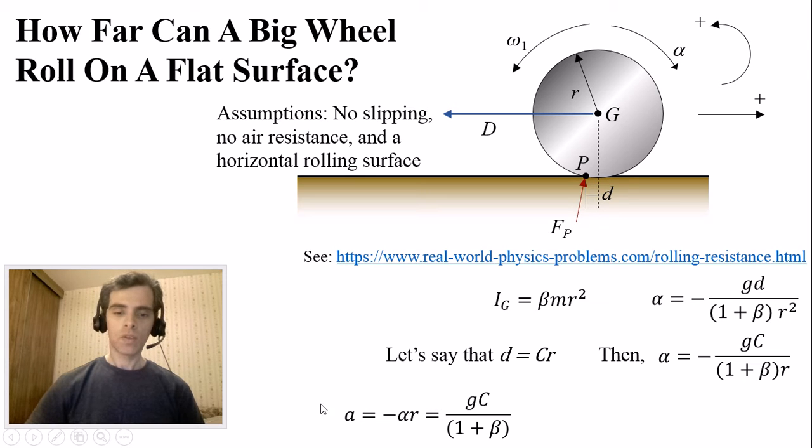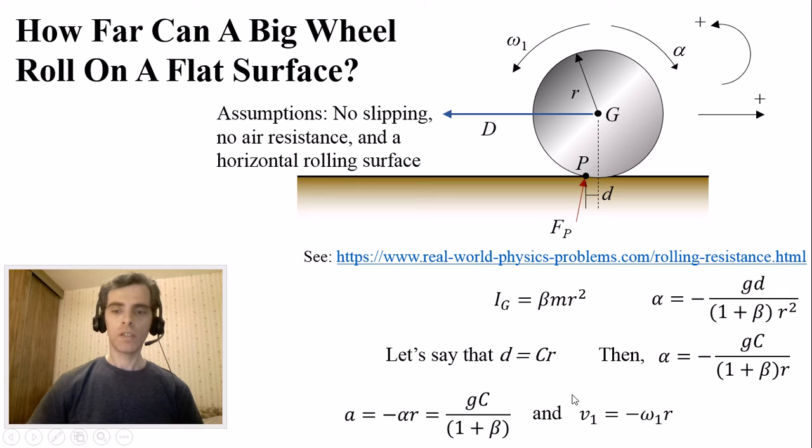Now a, which is the linear acceleration of the center of mass of the wheel, designated by point G, is equal to negative alpha times r. This assumes we have rolling without slipping. So that's why we can write this expression here. And going back to this equation for alpha, a is equal to g c divided by (1 plus beta). So this is a positive quantity, so the wheel, as it slows down, is accelerating to the right, even though it's moving to the left.